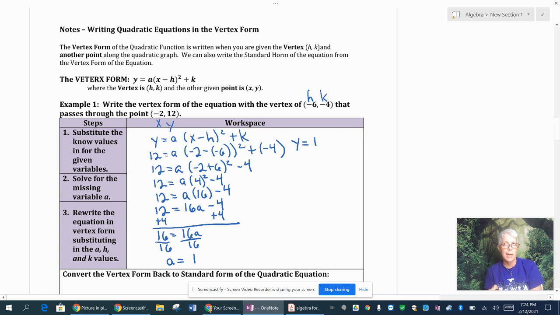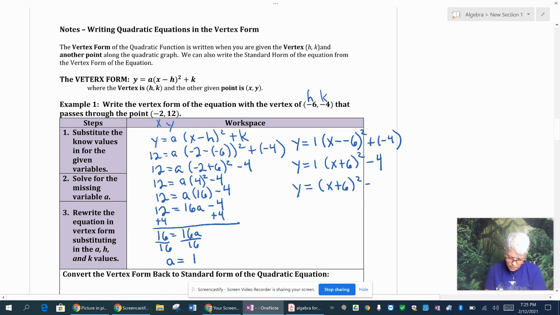A. Now, technically, I could just not put that 1 there, but I'm going to put it so you can see it. And then that is X minus a -6 squared plus a -4. I don't have the X and the Y, but I do have the A. Now let's clean this up because it's pretty messy looking. Y equals 1 times X plus 6 squared minus 4. Now it is in vertex form. I'm going to go ahead and drop the 1 off. You don't really need it.